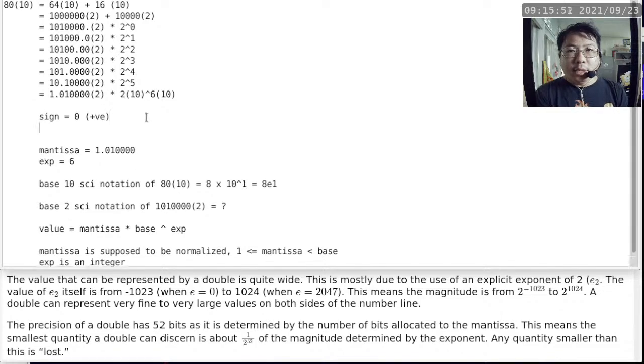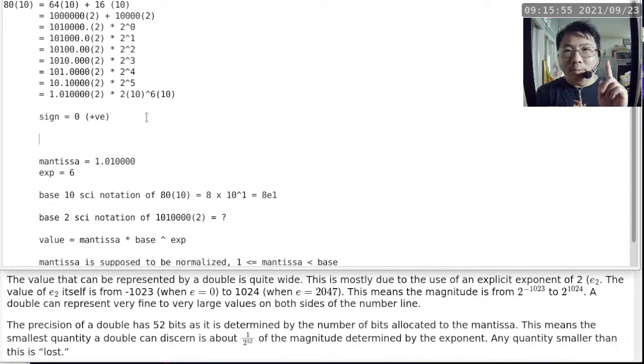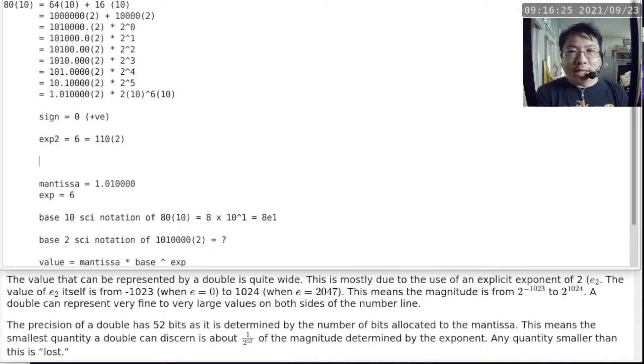Now we need one more extra concept to get this done. This exponent here is 6. So exp2, which is the actual exponent of 2, is 6, which is 110 in base 2. You would think that somewhere we're going to have 110 in that 64-bit representation. That is not the case, because when we actually represent the exponent, it's going to be biased.